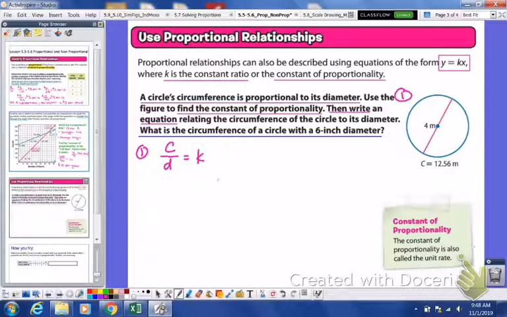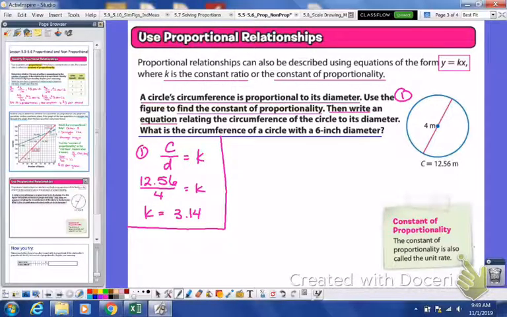Now, if we look at the actual example here, we see that our diameter is 4 meters, and the circumference is 12.56 meters. So substituting that in, 12.56 divided by 4 gives us our K. So if we go ahead and divide that out, we get that K equals 3.14. Okay, that was part 1.